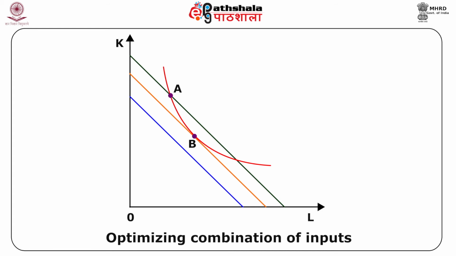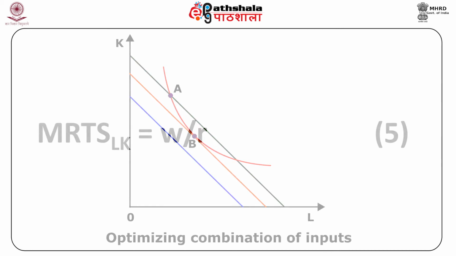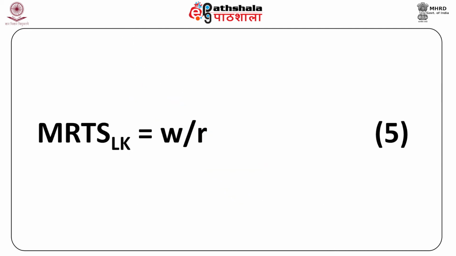Hence, total cost associated with input combination at B is the lowest possible cost of producing 100 units. At point B, the ISO quant is tangent to the ISO cost line. Tangency implies that the slope of both the functions in absolute values are equal. The slope of the ISO quant is given by MRTS of L and K and slope of the ISO cost is given by W by R. So, at B, MRTS for labor and capital is equal to W by R.